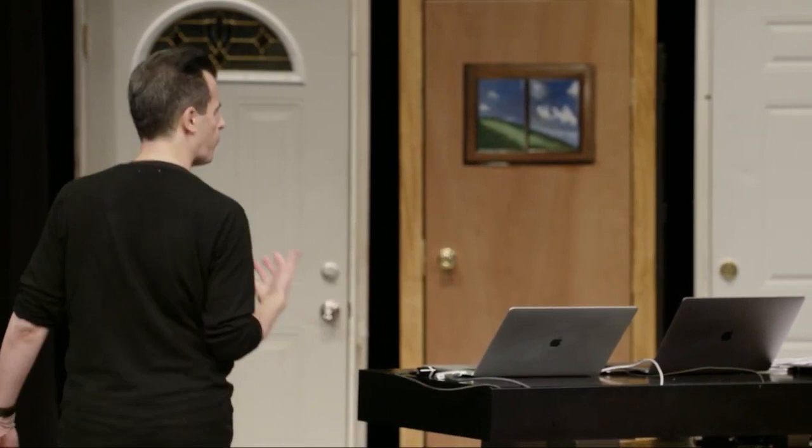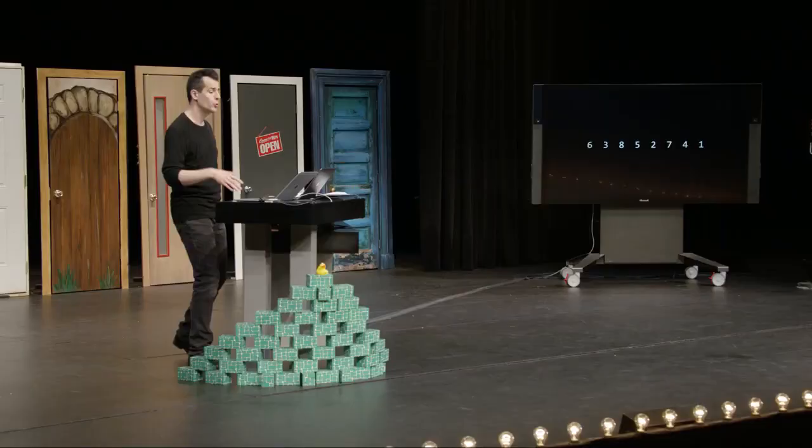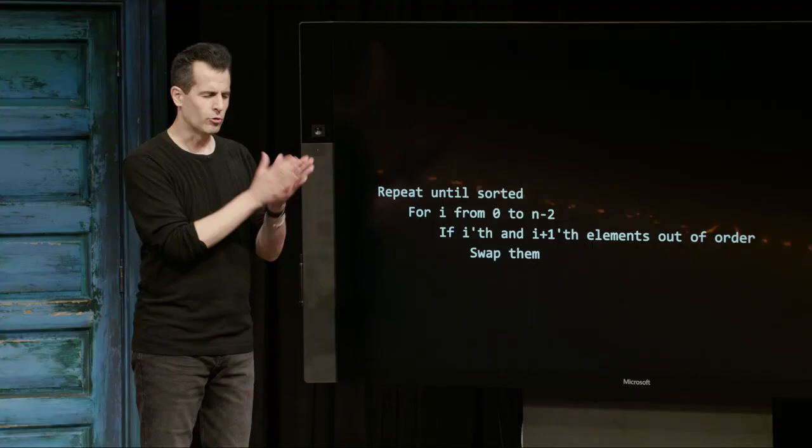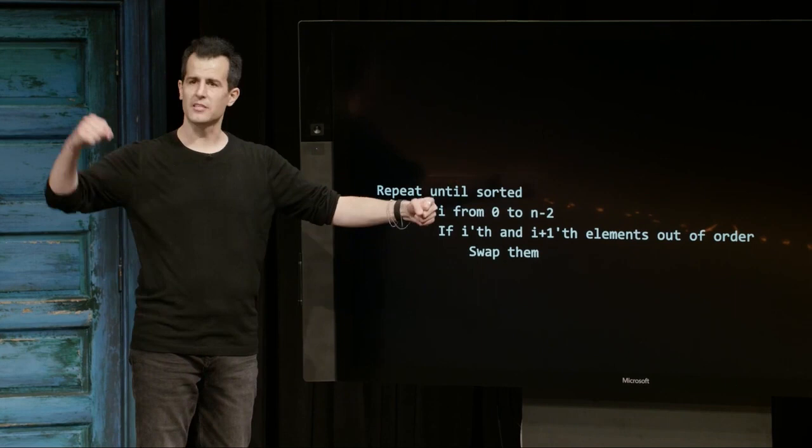So toward that end, let's take a look at some proposed pseudocode for bubble sort, assuming that the input is anything, whether sorted or unsorted. The pseudocode's always going to look like this. Repeat until sorted. For i from 0 to n minus 2. Now what does this mean? 0 to n minus 1 goes from the first element to the last. So 0 to n minus 2 goes from the first element to the second to last.